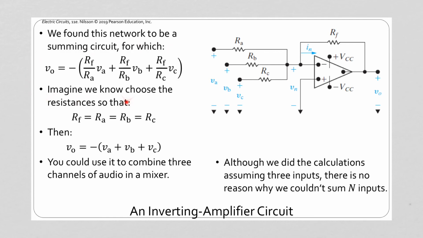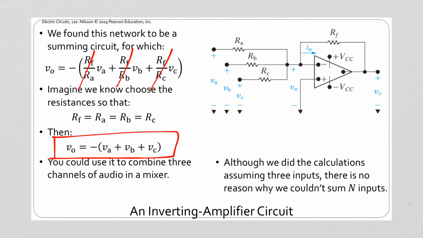Another thing that we can do here, this was a generalized equation, but we could imagine if we let RF equal RA equal RB equal RC, then what we'd have is something divided by itself gives us 1, something divided by itself gives us 1, something divided by itself gives us 1. So if we are clever with the way we pick our resistances, we can simplify our equation to that. What we have here is our output voltage is the sum of those input voltages, and then of course negated.